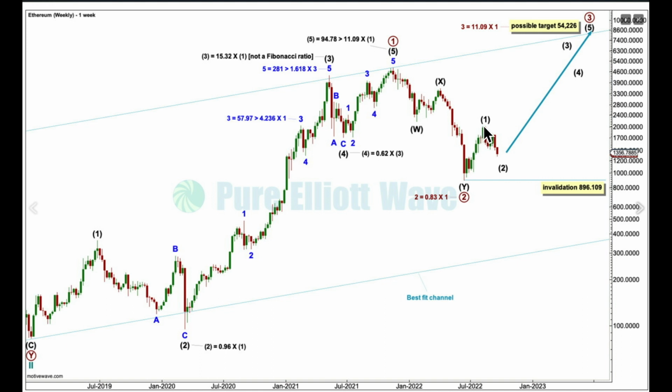Intermediate 1 within it may now be complete, but if my degree of labeling here is wrong, I may need to move this down 1 degree 3 in coming months. We'll see how this one unfolds, but I will be open to that.